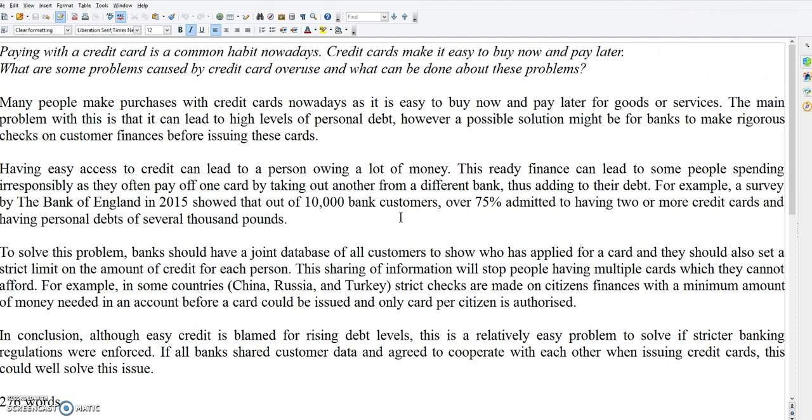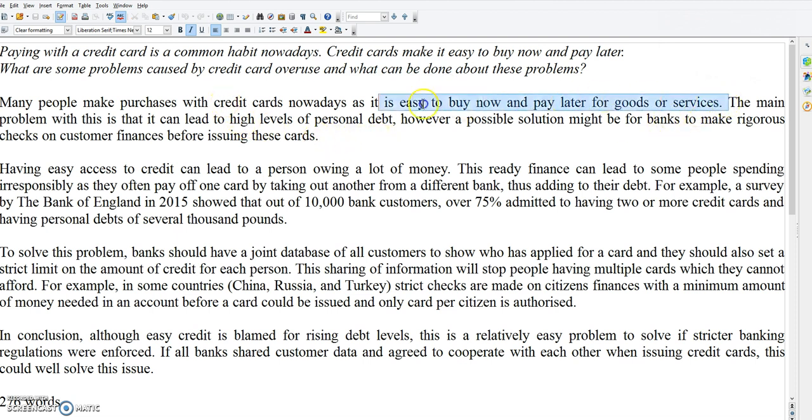Paying with a credit card is a common habit. Cards make it easy to buy now and pay later. So, this is the context part, okay? It gives us the background. What are some problems? Now, I know some people think, I must talk about 2 or possibly more. You don't have to. It says, what are some? If you say, well, I think the main problem is, that's perfectly fine. And what can be done? So we've got 2 questions. What problems are caused by overuse of credit cards, and what can we do? What's the solution?